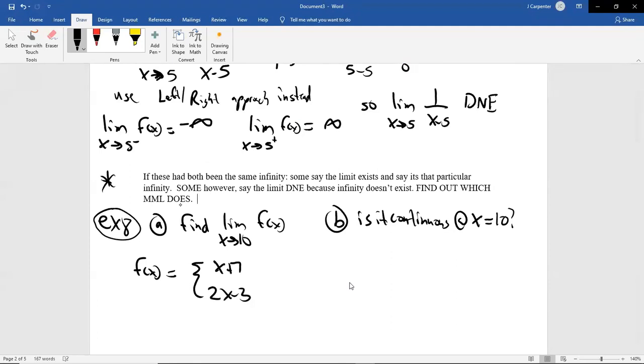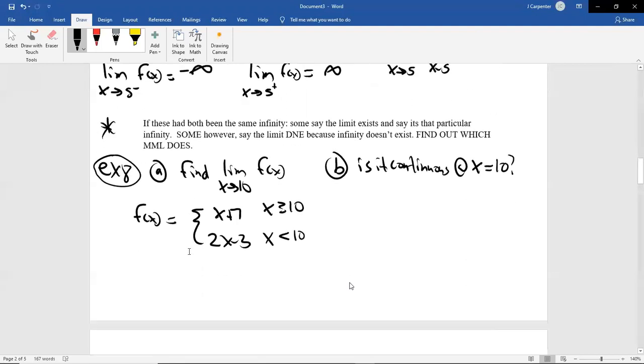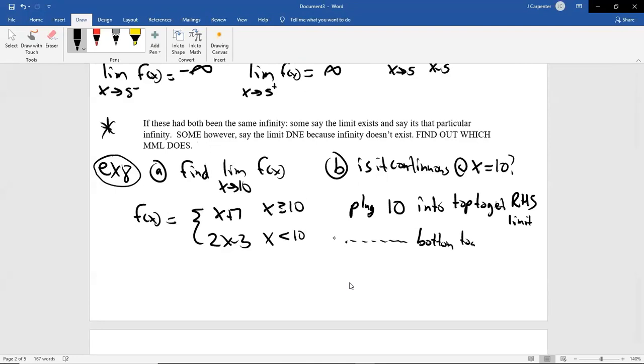The top one will be for x is bigger than or equal to 10. Bottom one will be for x is less than 10. So because the top one is only true for the right side, the bottom is only true for the left side, what you'll do for the limit is plug 10 into the top to get the right-hand side limit. That's what RHS means. And then you'll plug it into the bottom to get the left-hand side limit.